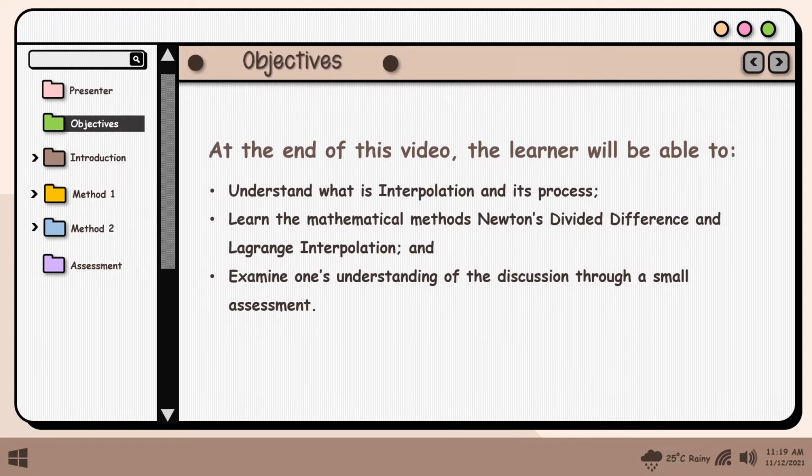At the end of this video, the learners will be able to understand what interpolation is and its process, learn the mathematical methods Newton's divided difference and Lagrange interpolation, and examine one's understanding of the discussion through a small assessment. Pull out your pens, your papers, and your scientific calculators. Don't get overwhelmed. This is going to be a fun ride as we try our best to learn about interpolation.